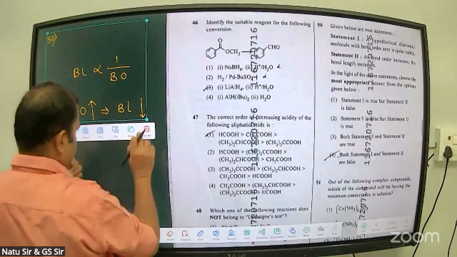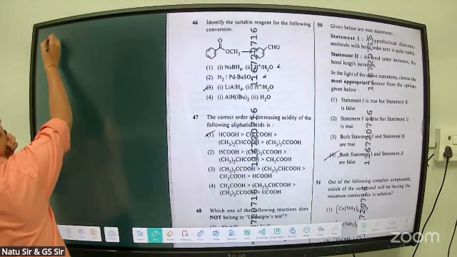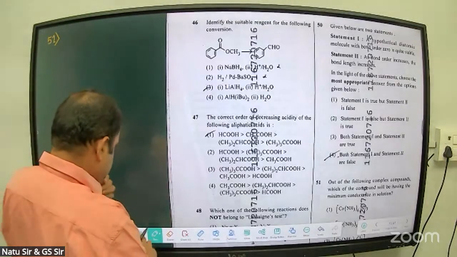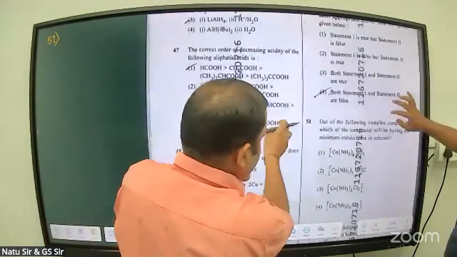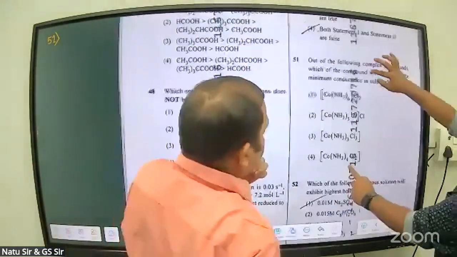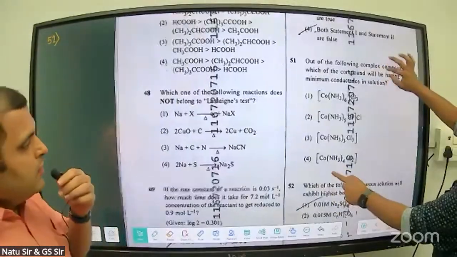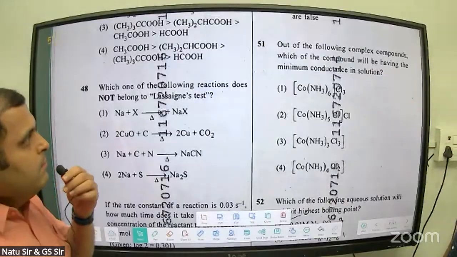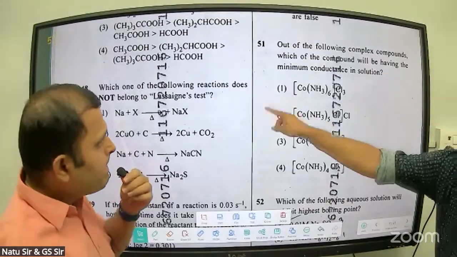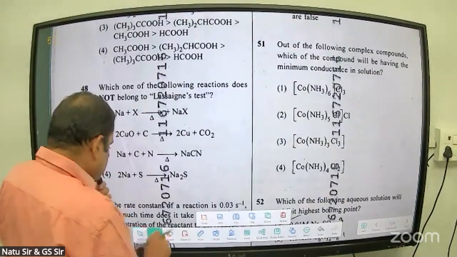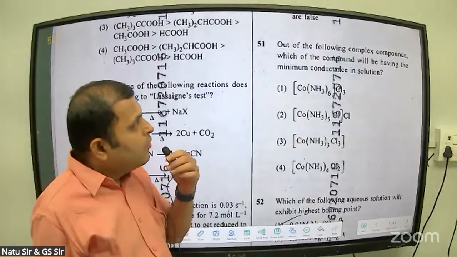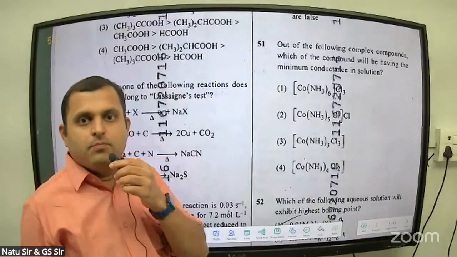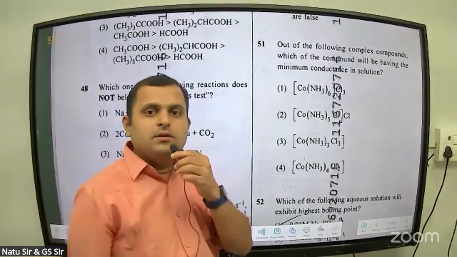Now, question number 51. Out of the following complex compounds, which of the compounds will be having the minimum conductance in solution? So, for greater conductance, there should be more number of ions produced after dissolving this complex.